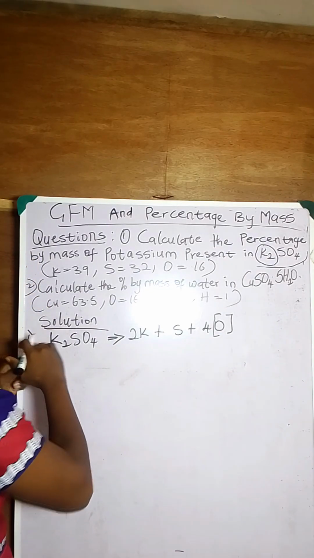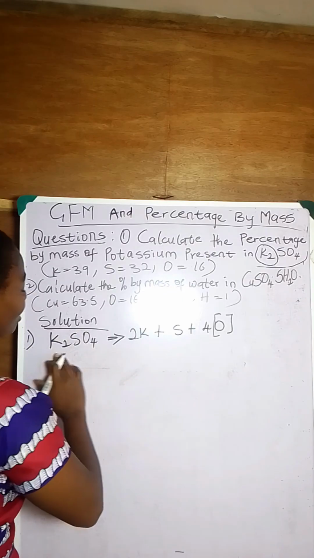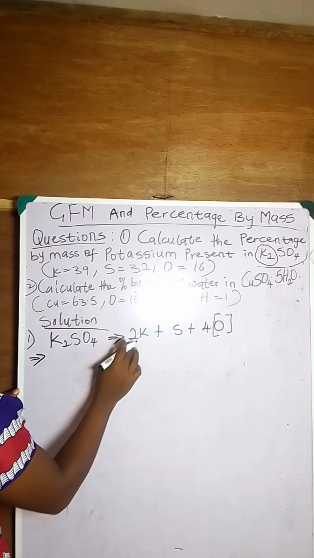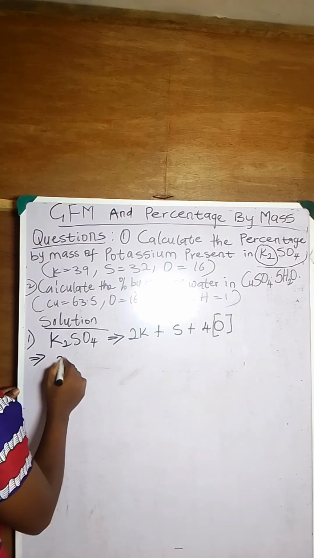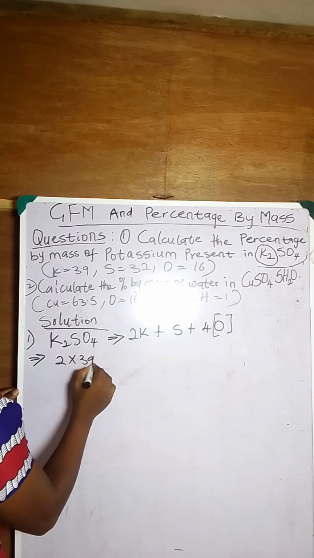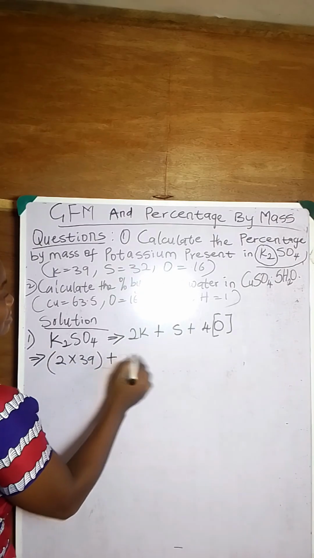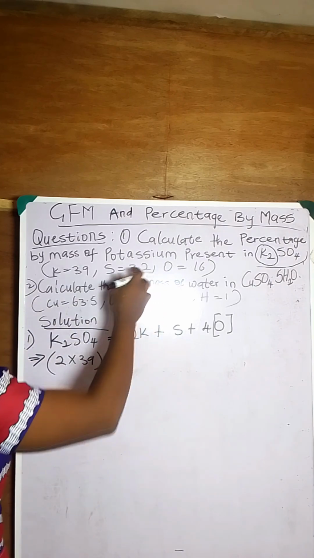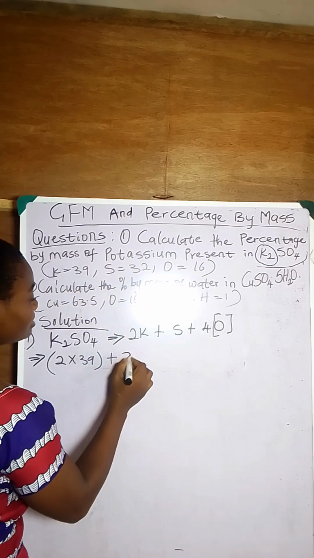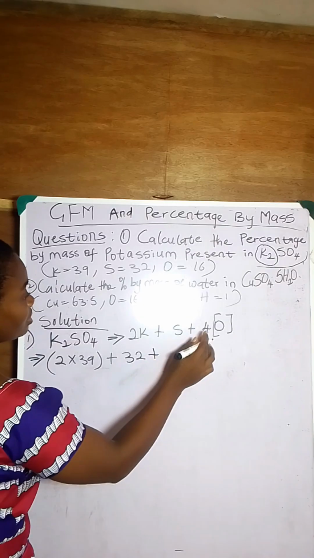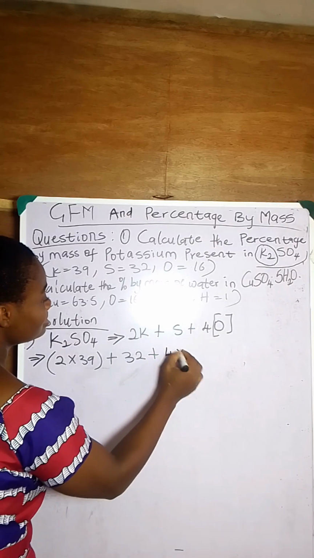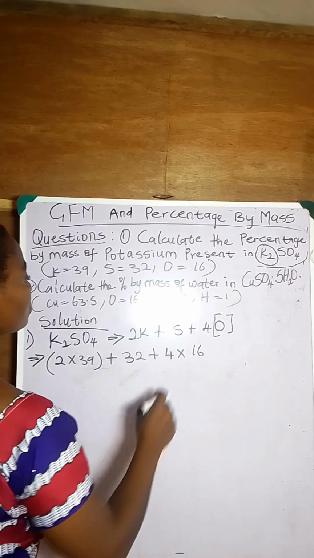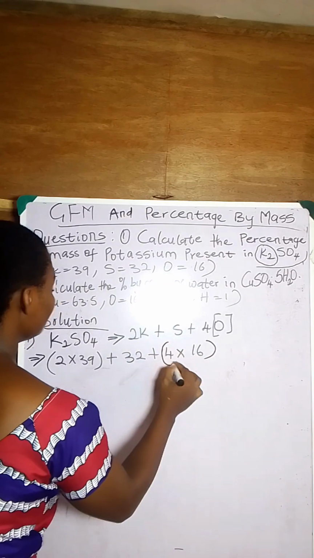Now go back to the question. What is the molar mass of this compound that is here? For potassium, it is what? 39. Remember, we have 2 potassium, so we say 2 times 39. We put this in brackets. Now sulfur is just 1, and what is the molar mass of sulfur? It is 32. So here we say 32 plus 4 of what? Oxygen. And the molar mass of oxygen is 16. Beautiful. The atomic mass of oxygen is what? 16. So you can put this one in bracket.